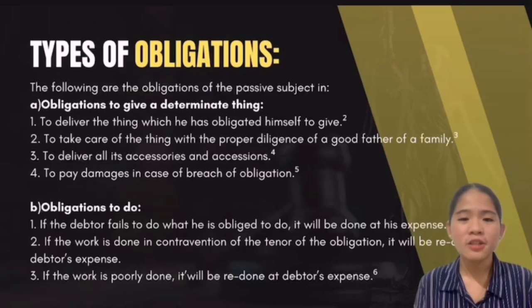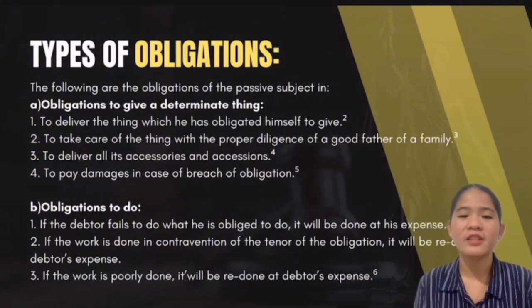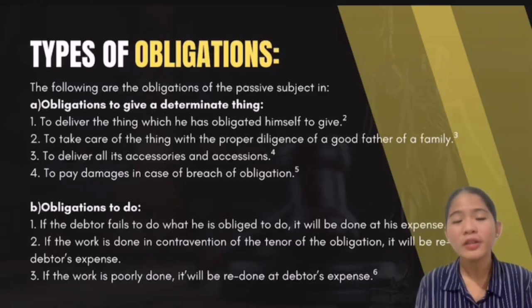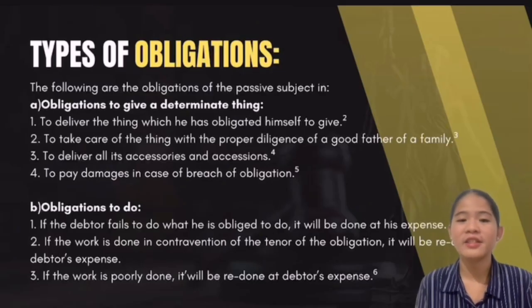First is the obligation to give a determinate thing, which requires delivering a specific thing or service, such as to deliver the thing which he has obligated himself to give, or to take care of the thing with the proper diligence of a good father of a family. Or lastly, to deliver all its accessories and accessions, or to pay damages in case of breach of obligation. For example, a hotel must provide a booked suite to a guest.